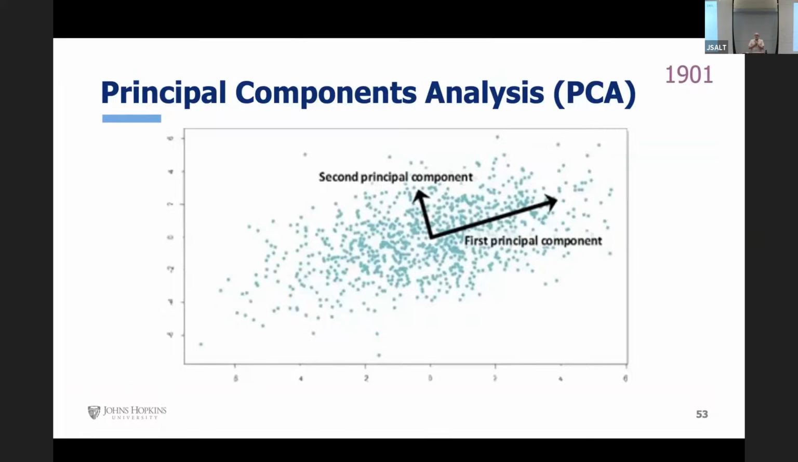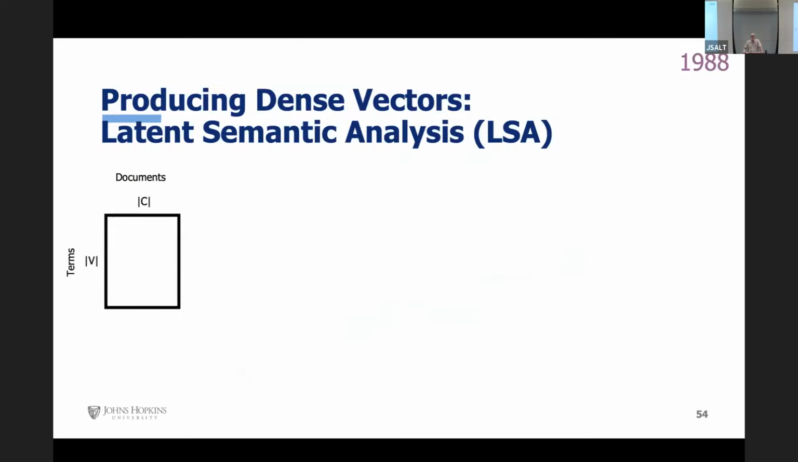And we're going to use what's called principal components analysis, which is basically you have a big vector space. You find the dimension that has the most variance. Okay, that's the first principal component arrow here. So that's the dimension of these data that has the most variance, and you make that your first dimension, and then you find the next most variance, and you order the dimensions along that line, and then you just do a linear transform of the space according to those new dimensions. Okay, so folks use this to produce dense vectors using a technique called latent semantic analysis. And here's the idea.